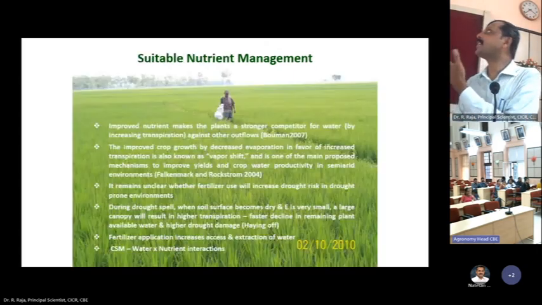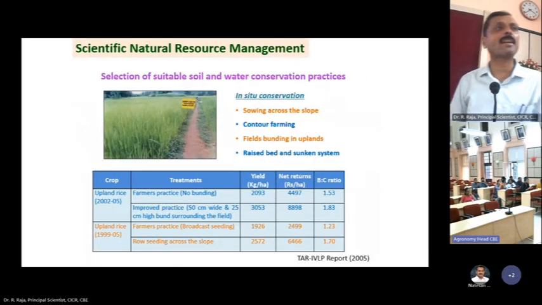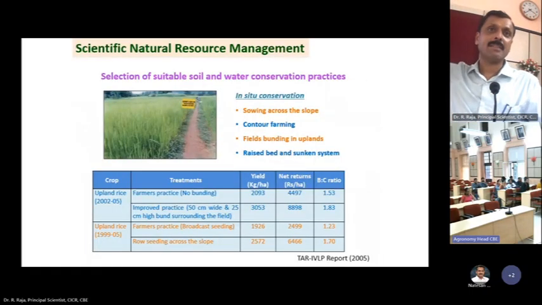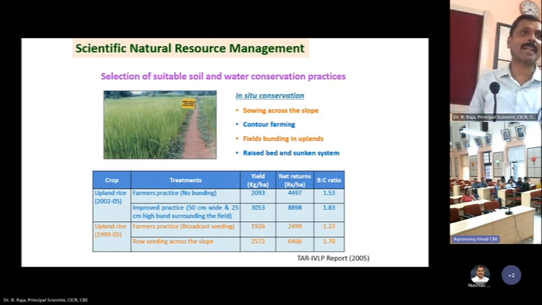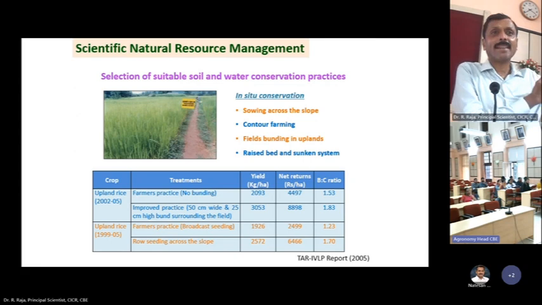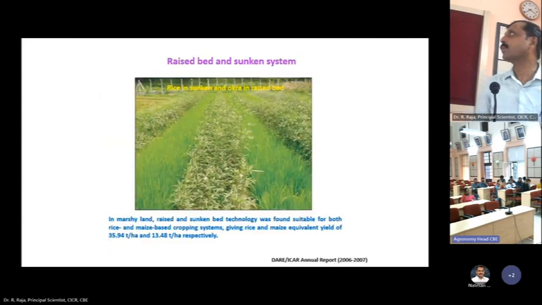So weed management, nutrient management, everything contributes. Even small technologies, small bunding, contour bunding, then sowing across the slope. So raised bed, sunken furrow, broad bed furrow system, so many soil moisture conservation practices. So when we go for mechanization, we should not lose sight. We have to have both land shaping and sowing attachments.